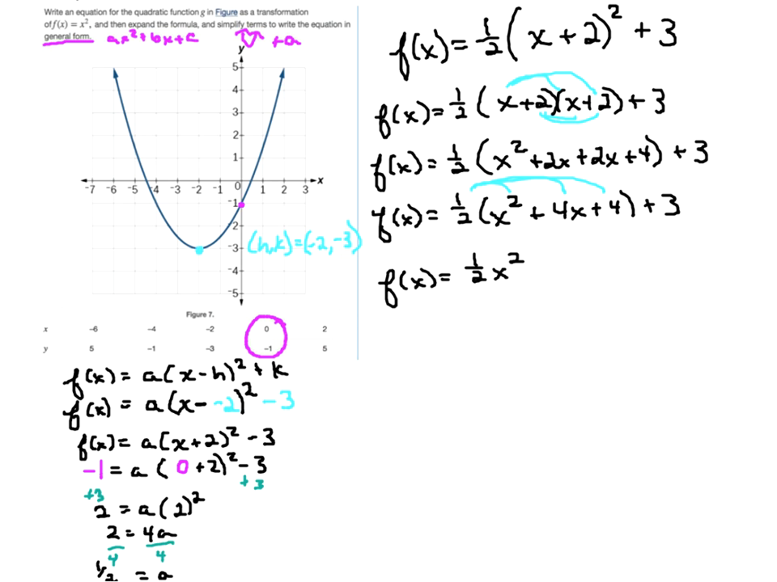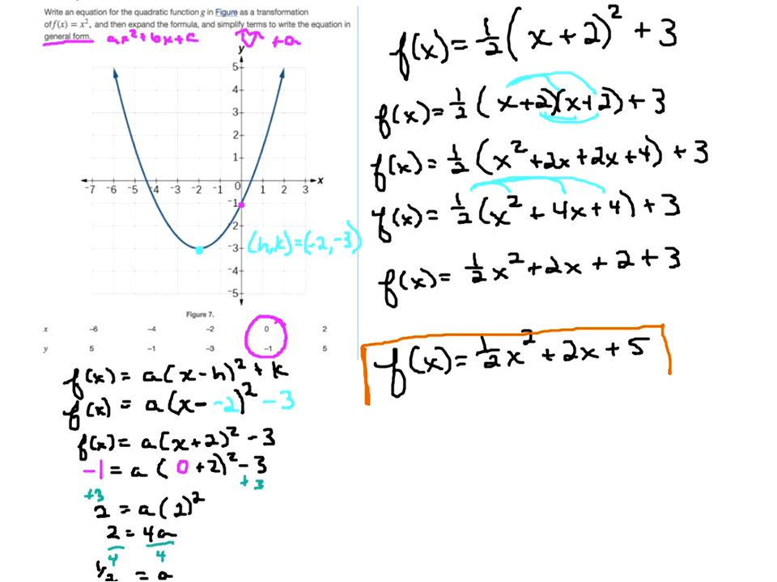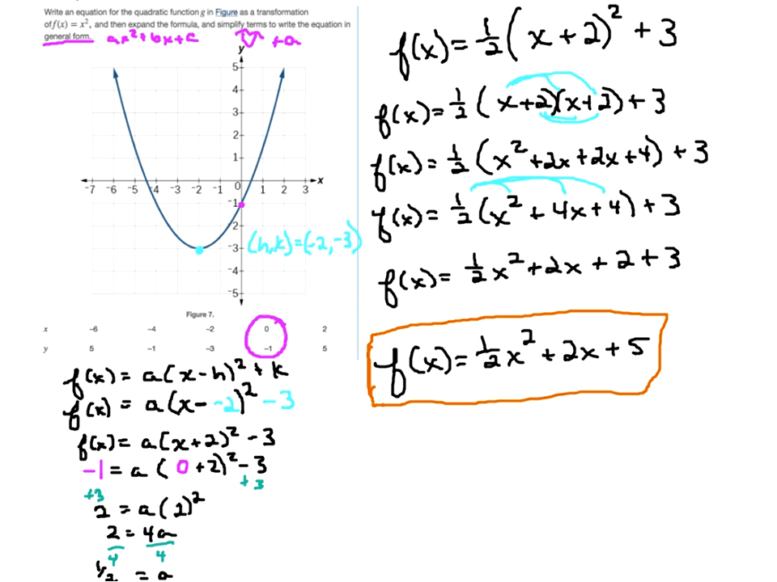Okay, so f of x is equal to 1/2 x squared. Half of 4x is 2x. Half of 4 is 2, and then plus 3, and then my final form, f of x equal to 1/2 x squared plus 2x plus 5. There you go. Oops, that's my mark there. Let me try that again. There we go. There's your function in general form.